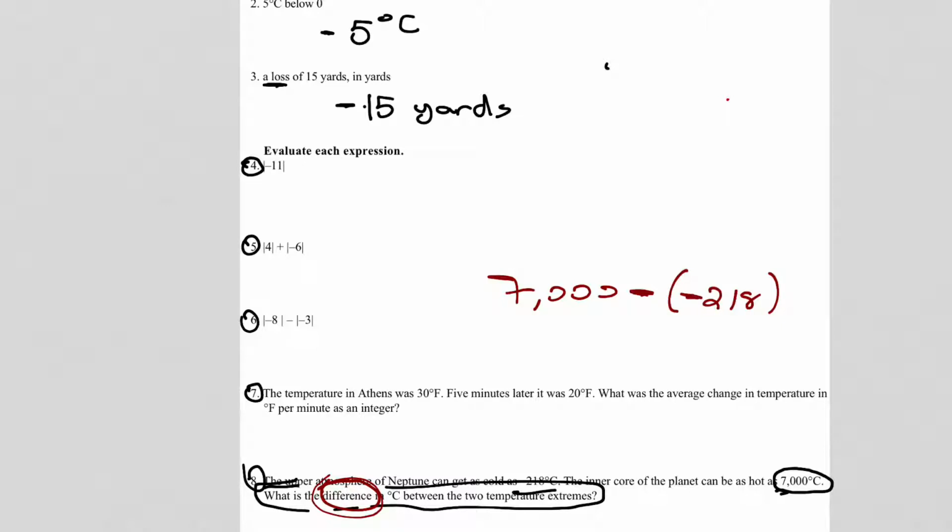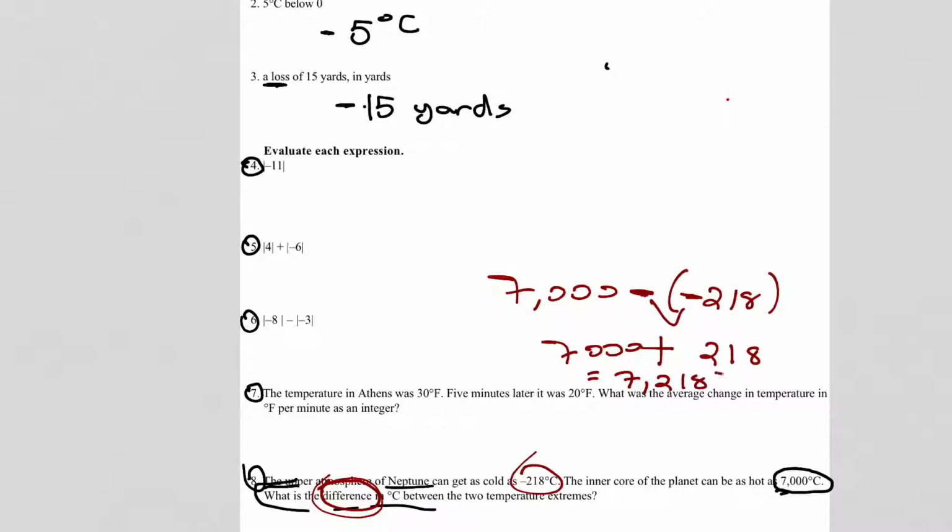This minus sign right here is because the temperature was negative. I'll erase this a little bit so you can see that the temperature is a negative temperature. So the distance between these two would be 7,000 minus negative 218. Well, when you have two back-to-back negatives, that becomes a plus. So 7,000 plus 218 is once again 7,218 degrees Celsius. So the difference between those two, or the distance between those two, difference and distance are the same thing, is 7,218.